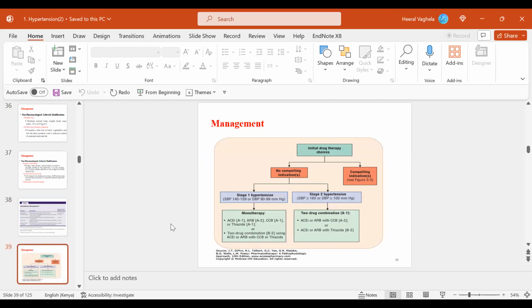So this is the algorithm that is used. In stage 1, mostly it's monotherapy, either with the ACE inhibitors, the ARBs, or the thiazides. But if that's not working, then you can try the two drug combination with either ACE or ARB plus a calcium channel blocker or a thiazide. But in stage 2 hypertension, you have to use a 2-drug combination. And ACE inhibitors are the mainstay, one of the first choice or first line drugs.